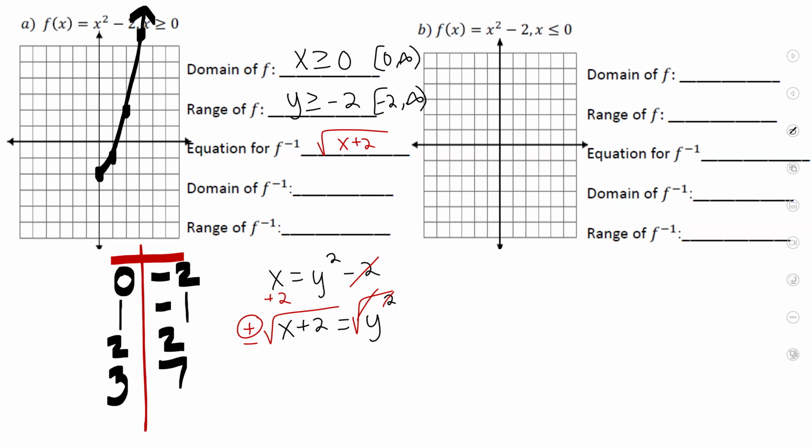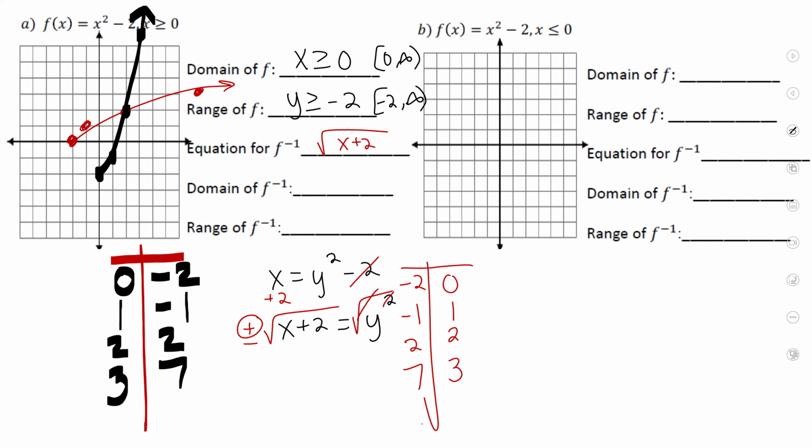All right, I'm going to go ahead and graph this. I'm just going to invert my table. So I'll just switch the table and graph it here. So (-2, 0) is here. (-1, 1), (2, 2), (7, 3). That is the inverse.